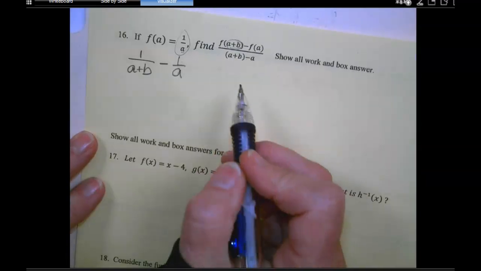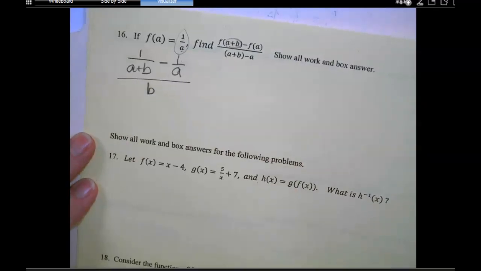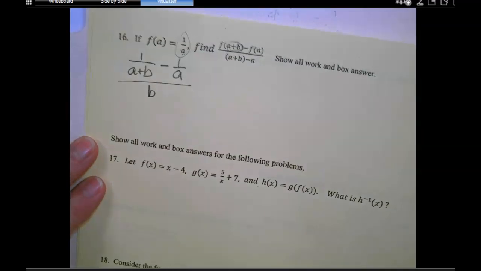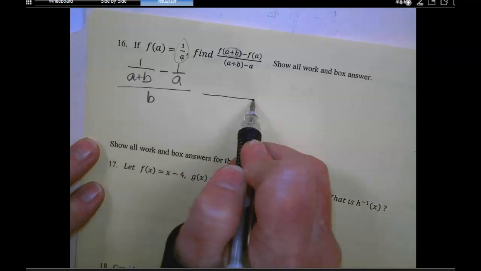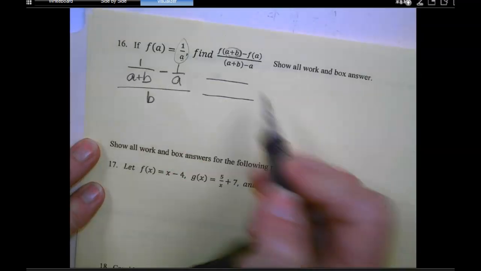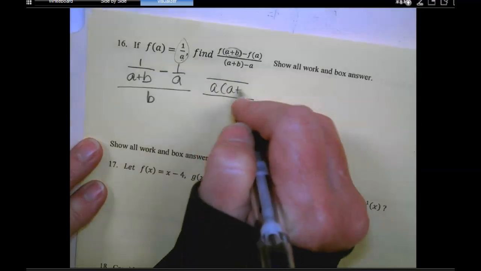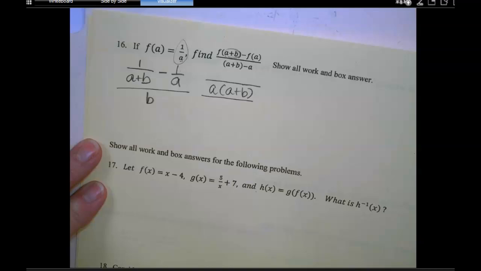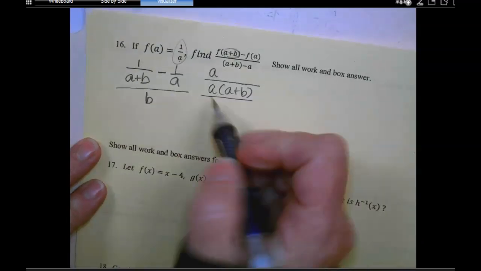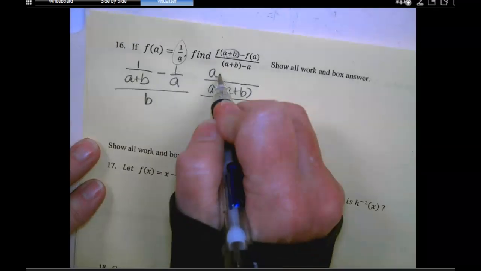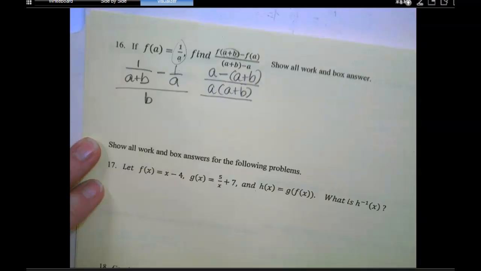And then on the bottom it says a plus b minus a. What happens to the a's? They cancel and leave you with b. Everybody okay? What do I need on top? I need a common denominator, which is going to be a times a plus b. So what do I multiply the 1 by? A. And what do I multiply the other 1 by? A plus b.